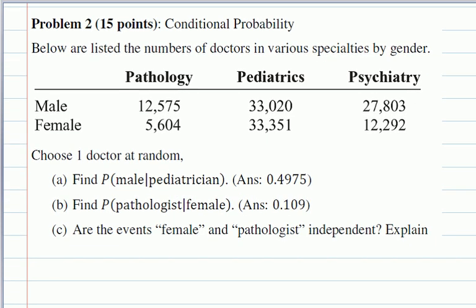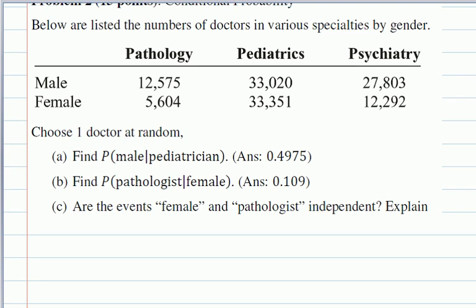So it's also a conditional probability. Now this question gives you a table. There are female doctors and male doctors. Each category is pathologists, pediatricians, and psychiatrists. So first, choose one doctor at random. Find the probability of a male given the condition that it is a pediatrician, and also find the probability of a pathologist given that it is a female. And asking the question, are the events female and pathologist independent, and explain why.